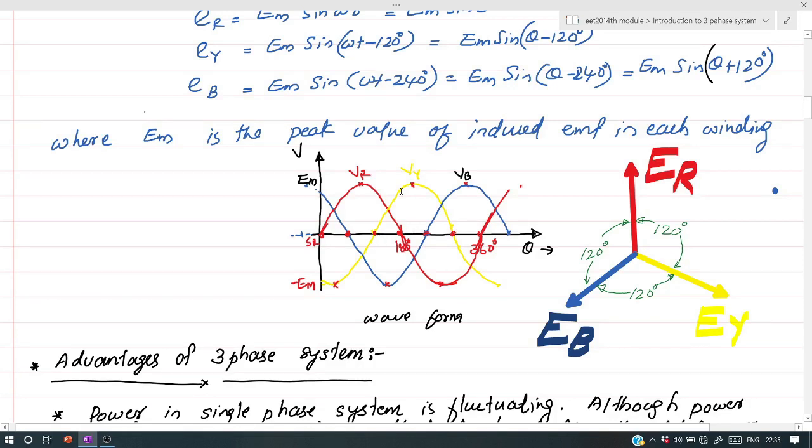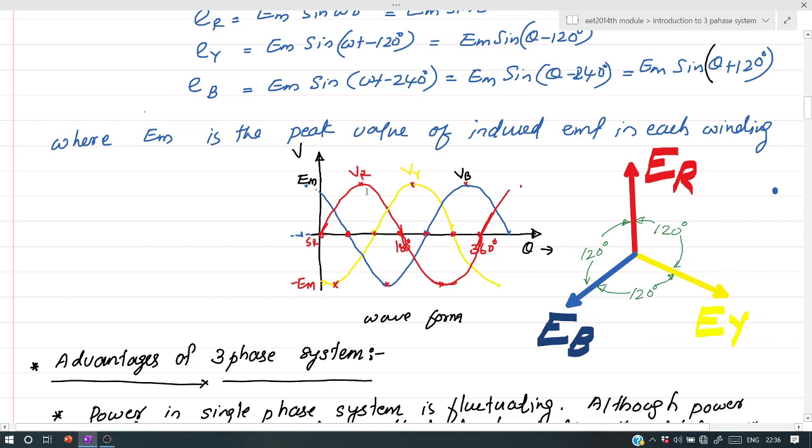So Y phase attains its positive peak at 120 degree plus 90 degree, that is at 210 degree. So this point is at 210 degree. Similarly, B phase voltage will start from 0 volt, that is at this point, after 240 degree from starting of R phase or 120 degree from starting of Y phase. And this B phase voltage attains peak value at this point, which is 240 plus 90, that is at 330 degree.